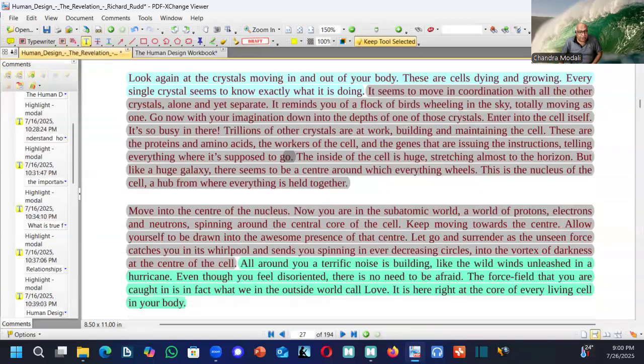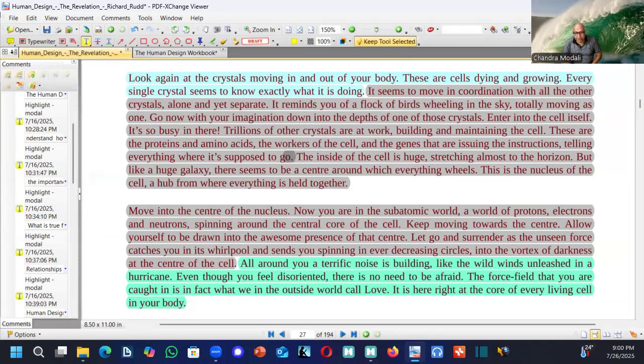Move into the center of the nucleus. Now you are in the subatomic world, a world of protons, electrons, and neutrons spinning around the central core of the cell. Keep moving towards the center. Allow yourself to be drawn into the awesome presence of that center. Let go and surrender as the unseen force catches you in its whirlpool and sends you spinning in ever decreasing circles into the vortex of darkness at the center of the cell.